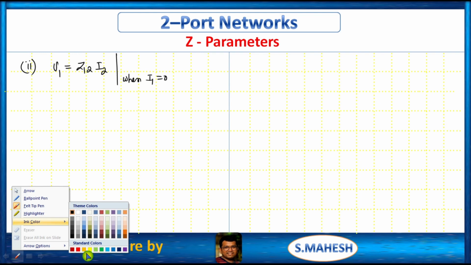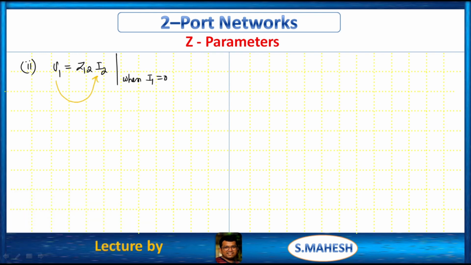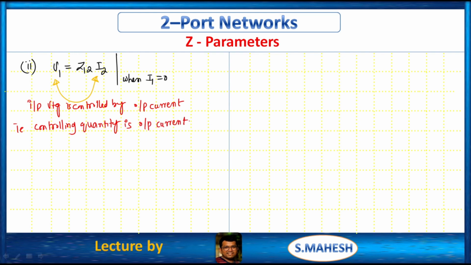In this case, what is the observation? See, input voltage, output current. The input voltage is controlled by output current. Means the controlling quantity is current only. This input voltage is controlled by output current, that is, the controlling quantity is output current. In this case, we can represent it with a current controlled voltage source, right?